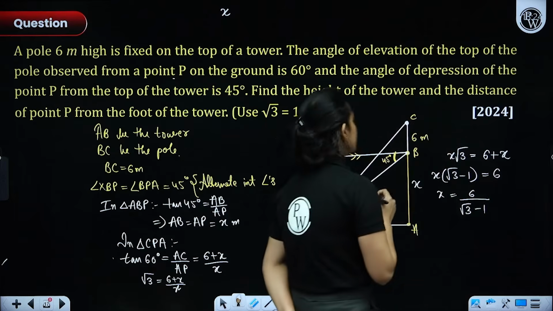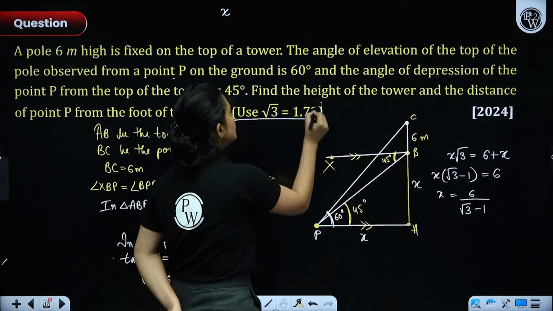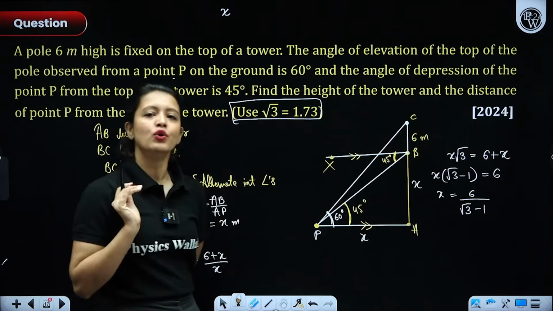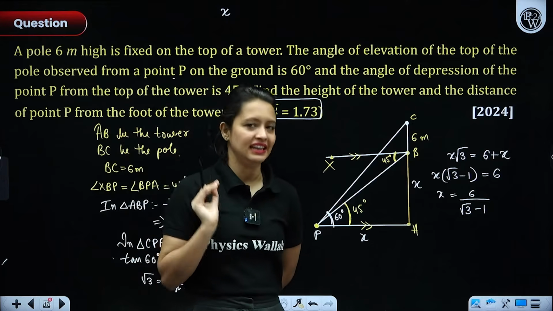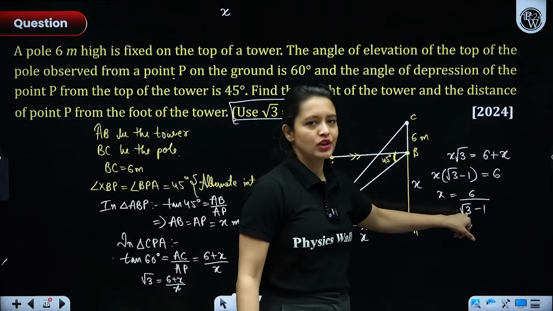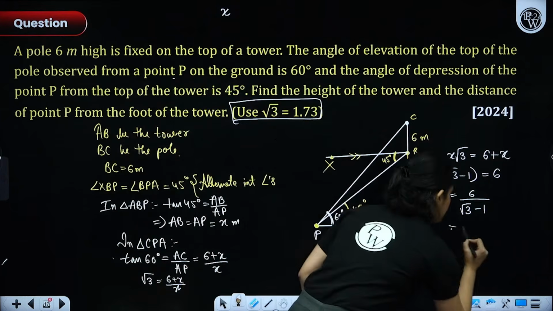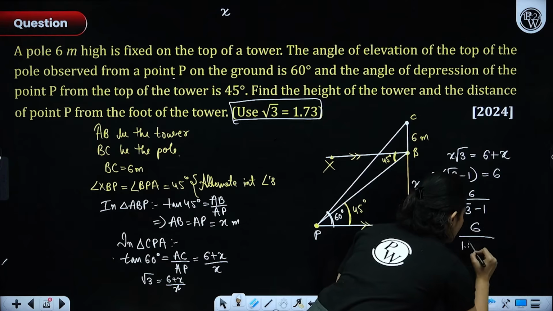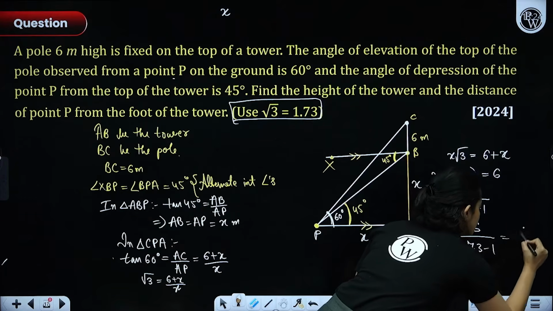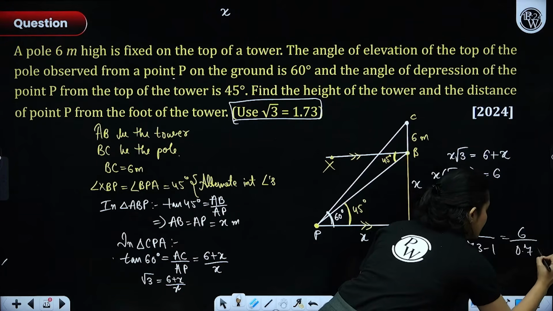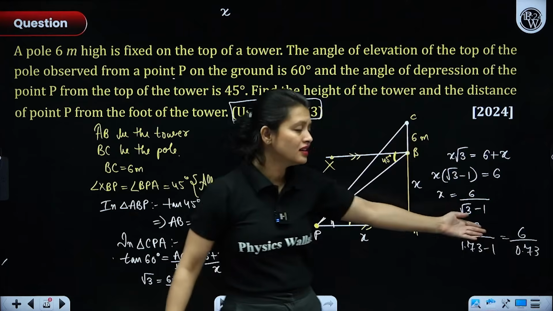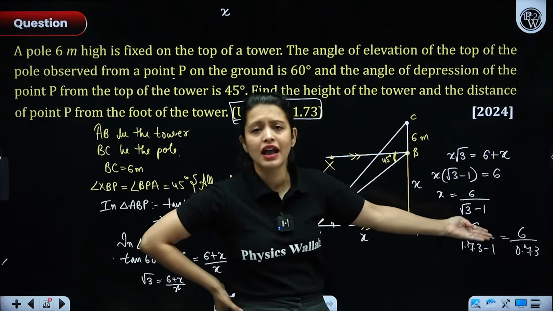Now people, they have asked you to use root 3 as 1.73. Now don't plug the root 3 as 1.73 right here. If I plug in 1.73 here, I'll have 6 over 0.73. Now people, do you understand how hard and complex this calculation is?